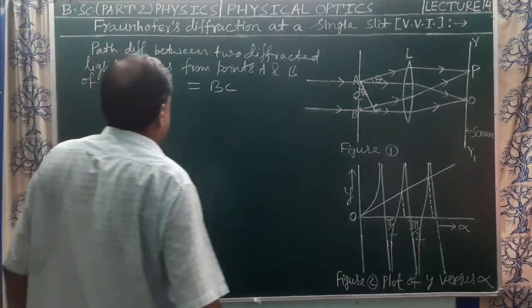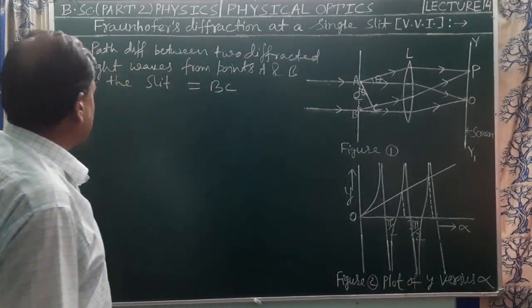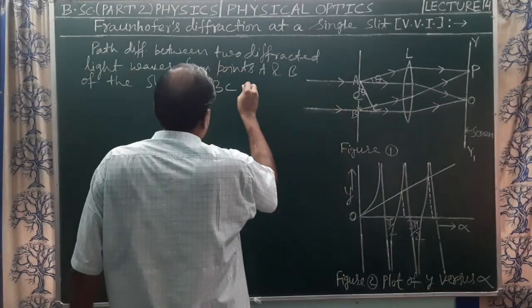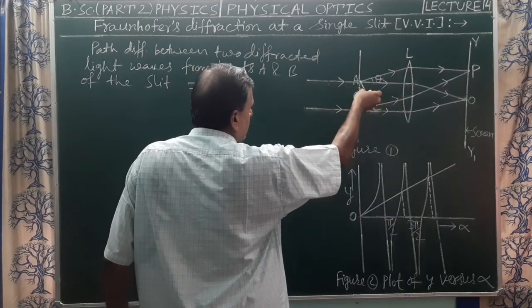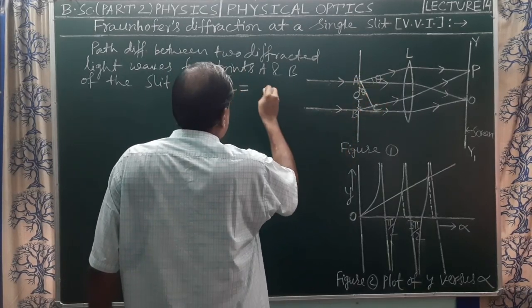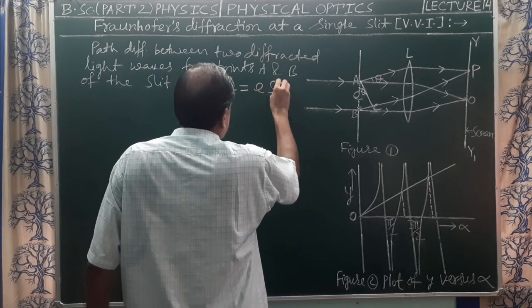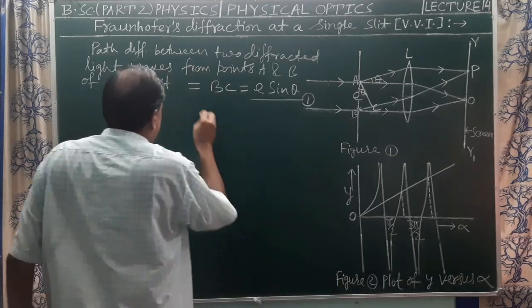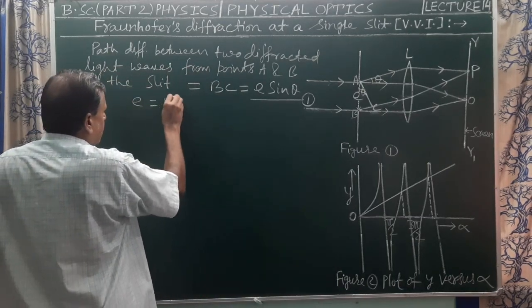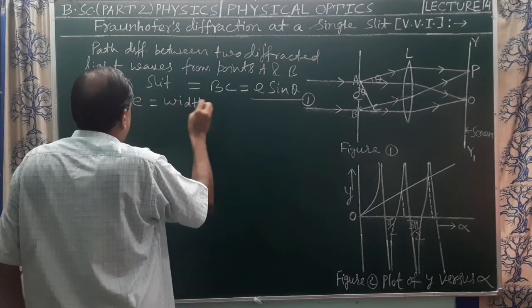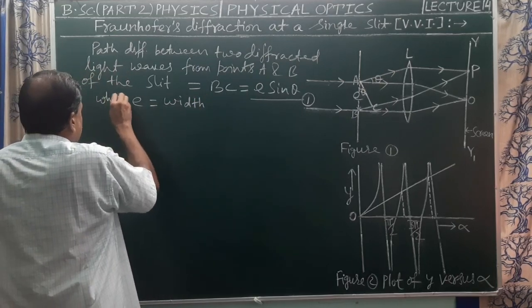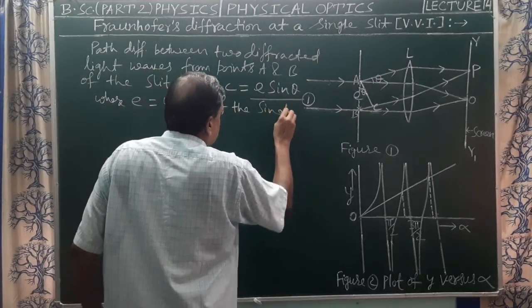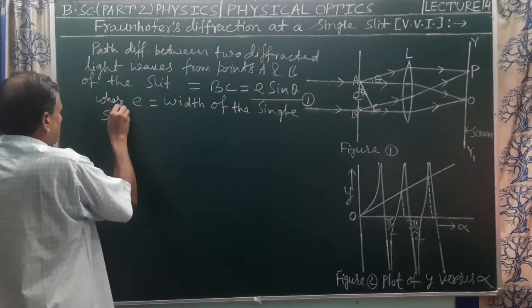So the path difference between two diffracted light waves from points A and B of the slit is equal to the extra distance BC, and BC is equal to AB into sine theta, that is e sine theta. Suppose this is equation 1, where small e is the width of the single slit AB.